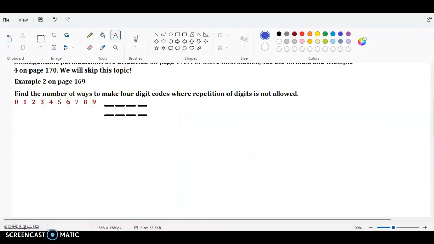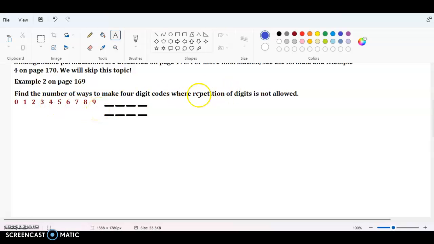Okay, so I've rewritten the problem here. Example 2 on page 169 says to find the number of ways to make 4-digit codes where repetition of digits is not allowed. This could be useful when deciding on a PIN number for your credit or debit card. In any case, when it says a digit, what is a digit? A digit is a single number 0 through 9. If you count them, you'll see that there are 10 digits, 0 through 9.